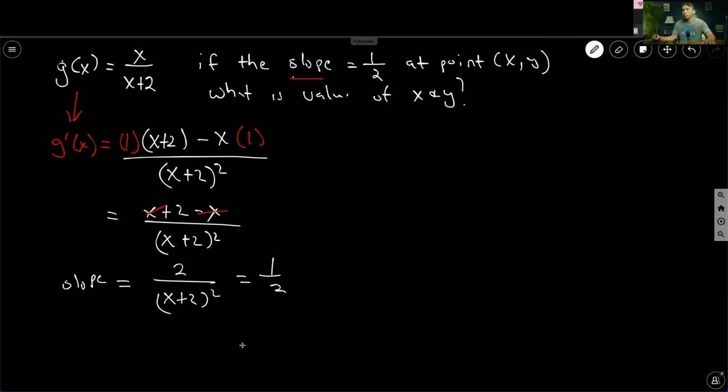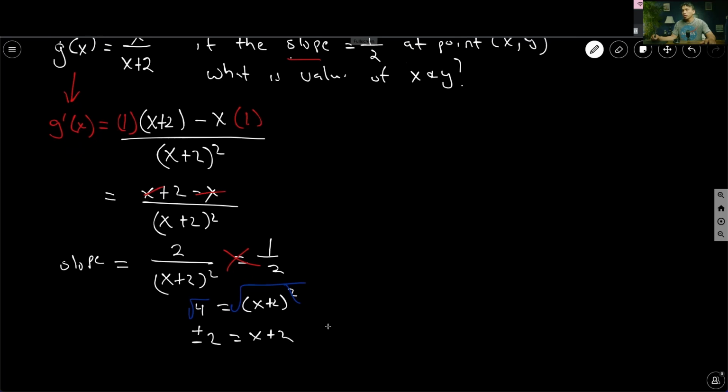So then we're going to cross multiply that. So 2 times 2 on this side is 4, which is equal to 1 times x plus 2, which is just x plus 2 squared. Now to get rid of the squared, we take the square root of both sides. Those two cross out. The square root of 4 is plus or minus 2, which is equal to x plus 2.